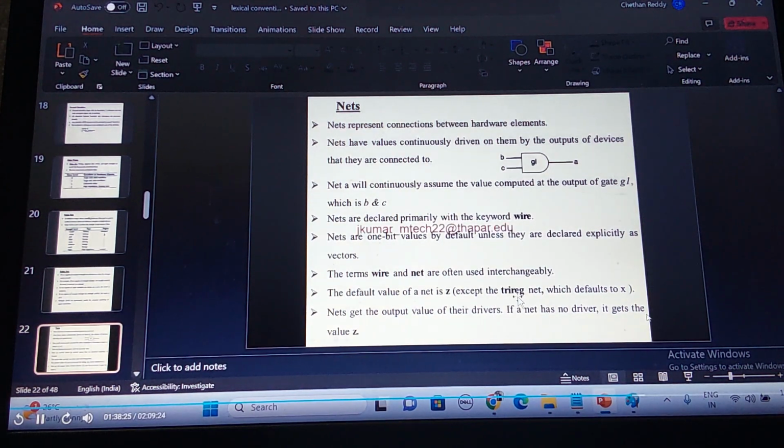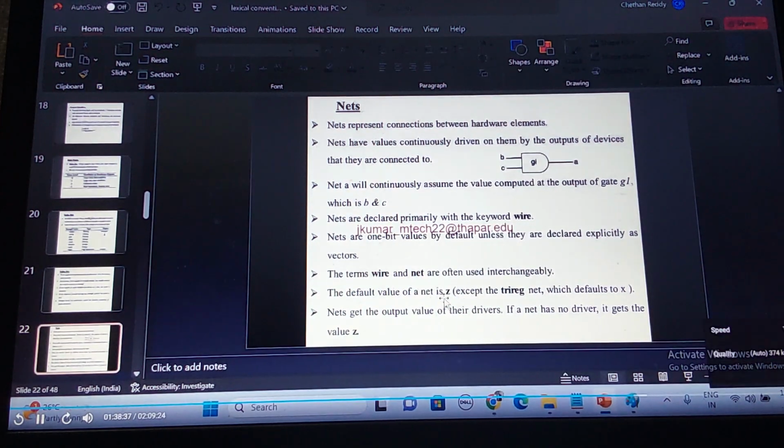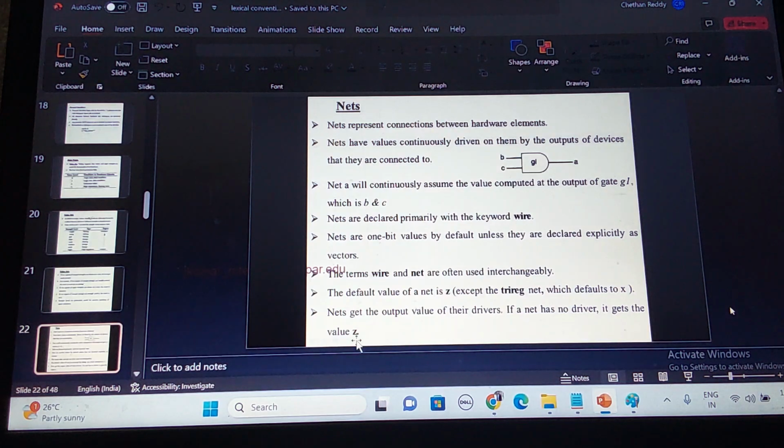This is the tri net, whose value by default is don't care. Then the default value of the wire net data type is Z, meaning high impedance, floating. Do you understand what the default value of this net or wire data type is? Z, meaning high impedance value. Nets get the output value of their drivers. If nets are not driven, they get the value Z. Nets get the output value if they are continuously driving the value.